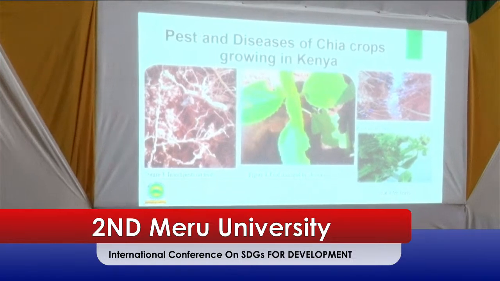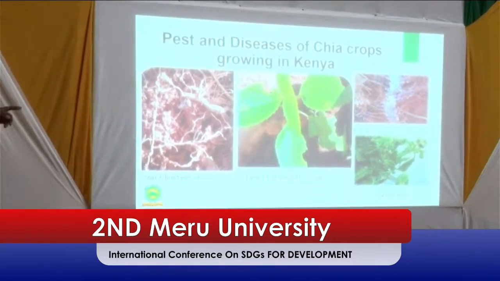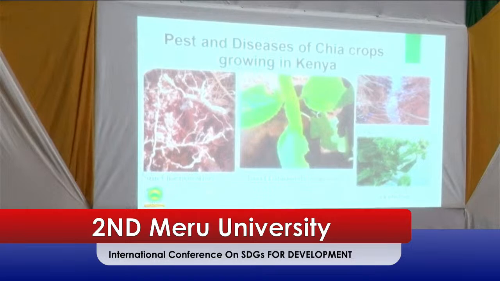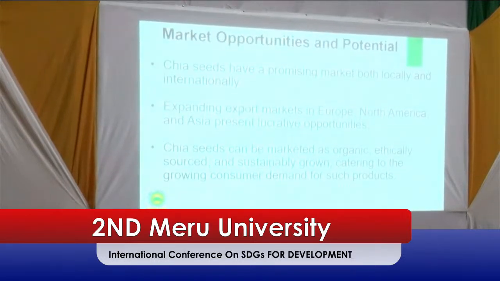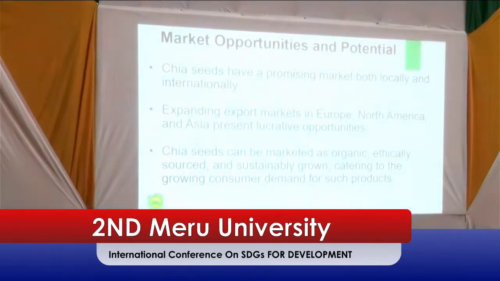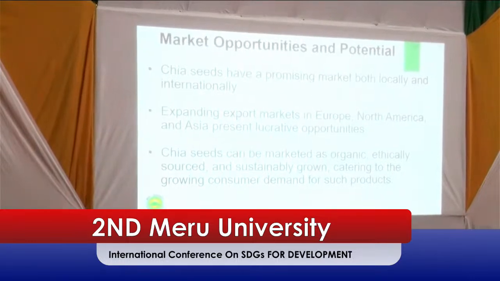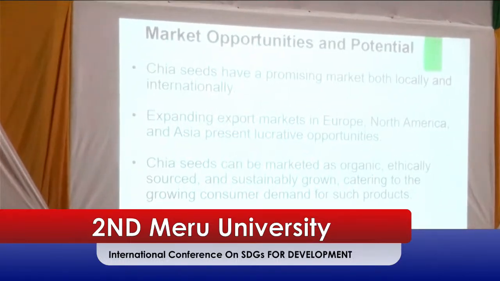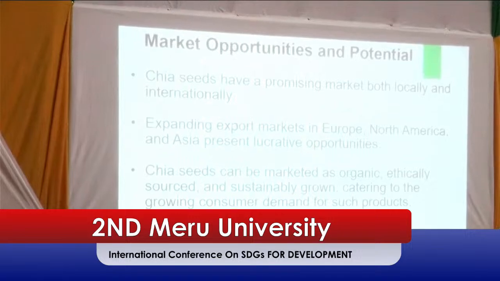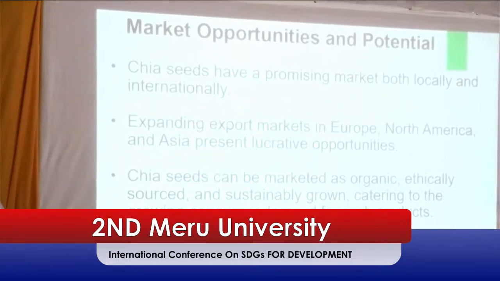The second one is where caterpillars are also eating. We have the mealybugs. We need researchers to look at this type of pest. These are market opportunities with chia. A kg of chia goes for 1,500 to 2,000. So if you have one kg of chia, you are sure that you go home with some money, very good money.